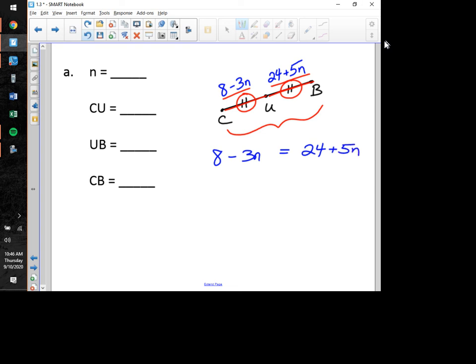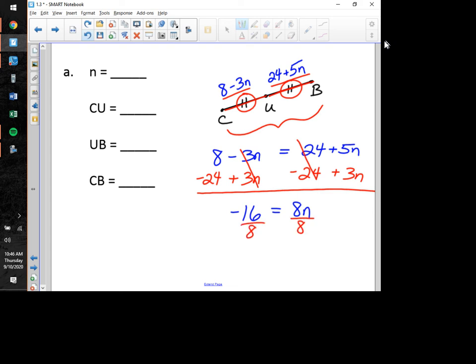All right, let's get all our variables on one side. The smaller term is the negative 3n, so I'm going to add 3n on both sides. And just like last time, since all of the variables are moving right, all of the constants are going to move left. We're going to subtract 24 from both sides. Those terms cancel, those terms cancel. 8 minus 24 is going to leave us with negative 16. 5n plus 3n is going to be 8n. We're going to divide both sides by 8, and we're going to end up with n equals negative 2.